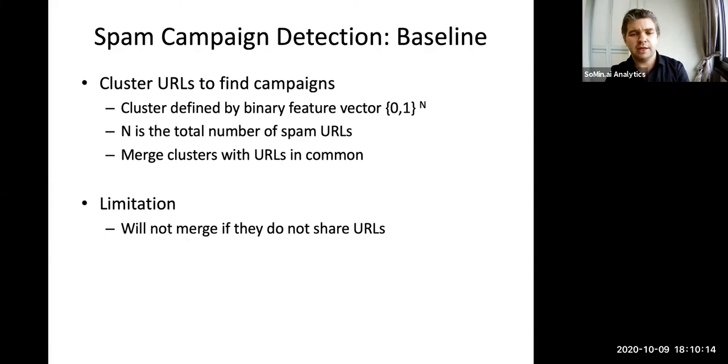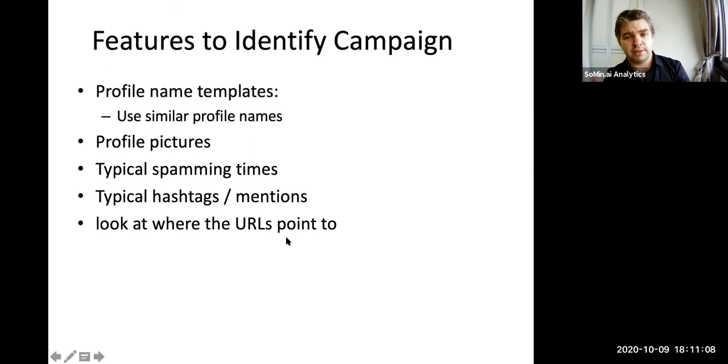If you like a simple solution, we can define clusters by a binary feature vector, where N is the total number of spam URLs, and merge clusters that have URLs in common, right? So if you have common URLs in two clusters, you merge these clusters together. This is one way to do it, and this will be like a URL clustering approach. Of course, it has one shortcoming: it will not merge if spam clusters don't share a URL. So let's say they use URL shortening services. Overall, with URL shortening services your spam detection approach will be slower because we have to load the website, or it just won't work because URL shortening services provide different shortened hashes for different URLs. But this can be a baseline.